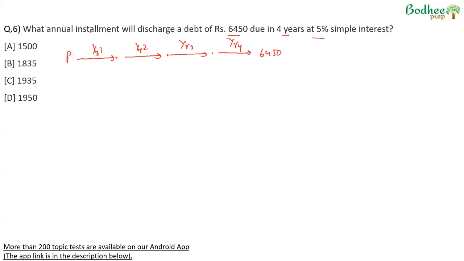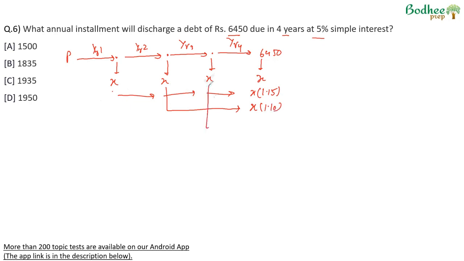Some money would have been taken at the end of the year. The investment or the installments will be paid at these 4 times. Suppose the installment is X. This X will get interest for year 2, year 3, and year 4, and therefore the value of this X at the end of the 4th year will be X into interest at 5%. So 5% for the first year, second year, and third year. So X into 1.15. 3 years at 5% is 15% interest, which means the value becomes X into 1.15. Similarly, this will become X into 1.10, and this will become X into 1.05, because simple interest is being paid.